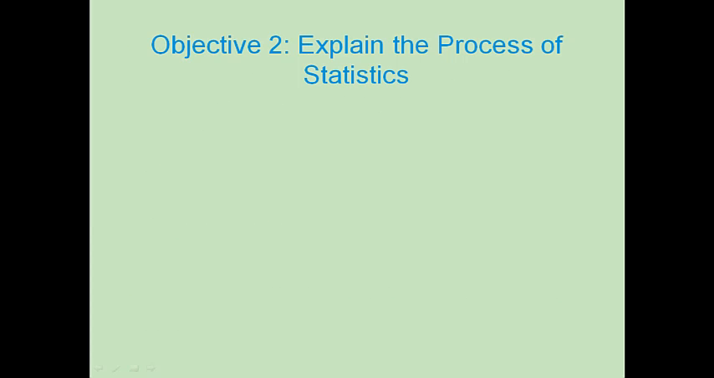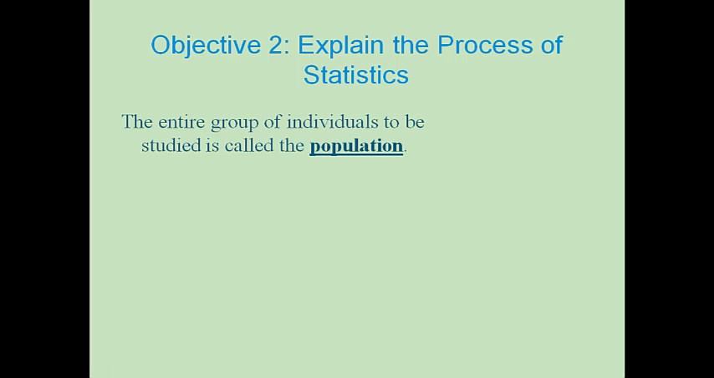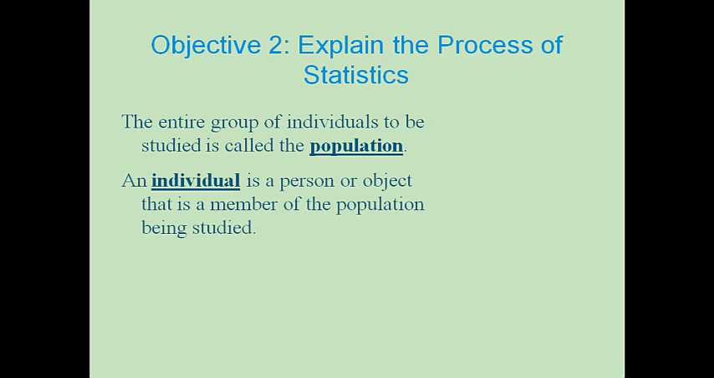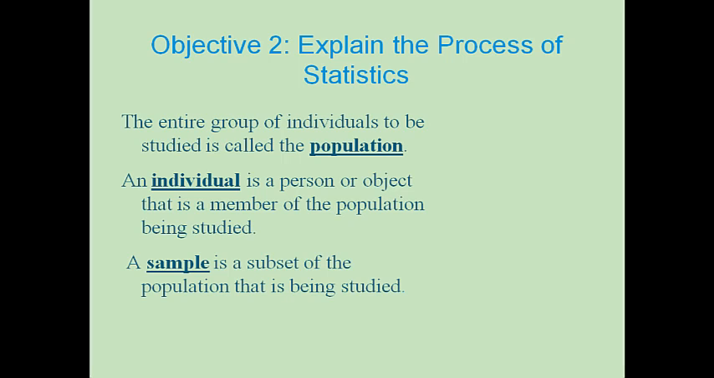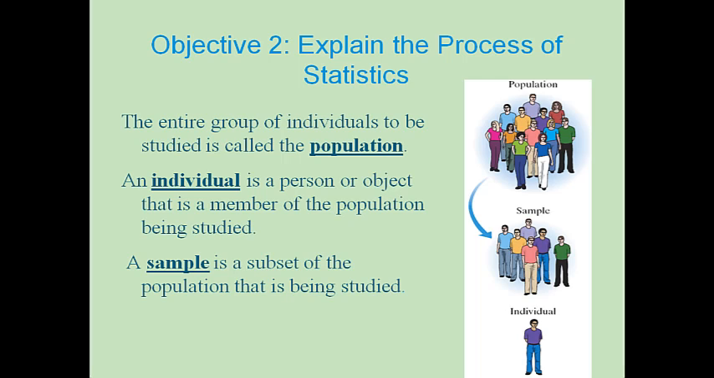So let's look at Objective 2. Here we will explain the process of statistics. The entire group of individuals to be studied is called the population. An individual is a person or an object that is a member of the population being studied. And then a sample is a smaller subset of the larger population that's being studied. And here we have a picture that'll let you visualize this.